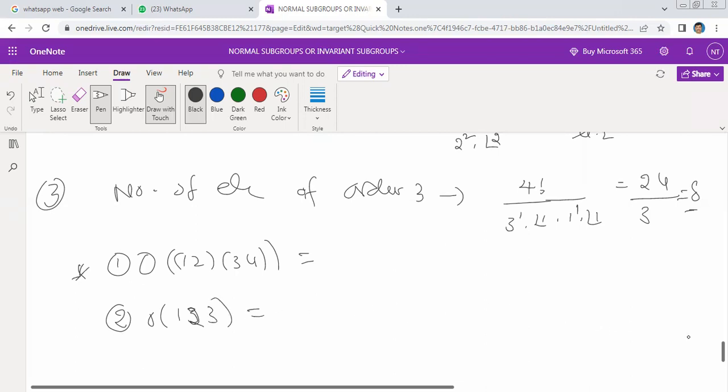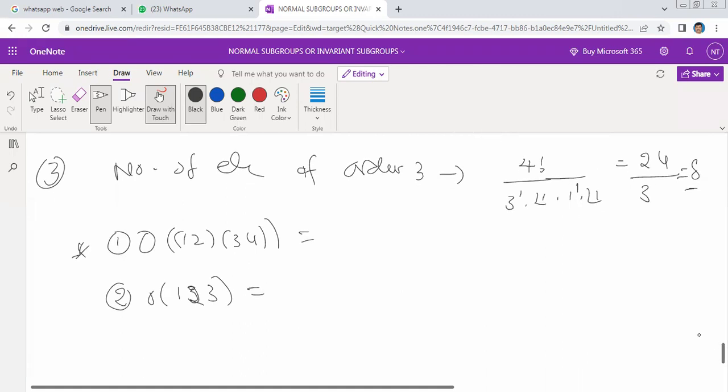What is the order? 3 sir. For 1 2 3 4, the order is 2. Because the order is nothing but the LCM of the cycle lengths. Order of this is 1 2 3 4, which equals 2 because the LCM of this length 2 and this length 2 is 2. This order is equal to 1 2 3. Similarly, you can say the order of any element.